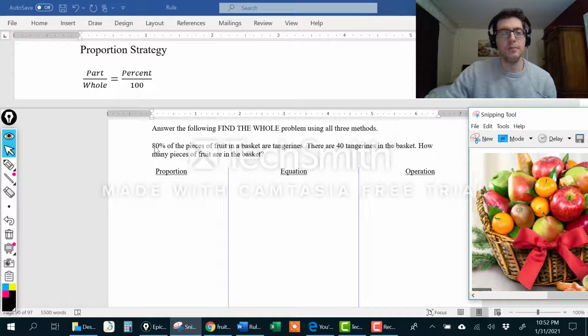Now here's the problem. 80% of the pieces of fruit in a basket are tangerines. There are 40 tangerines in the basket. How many pieces of fruit are in the basket?